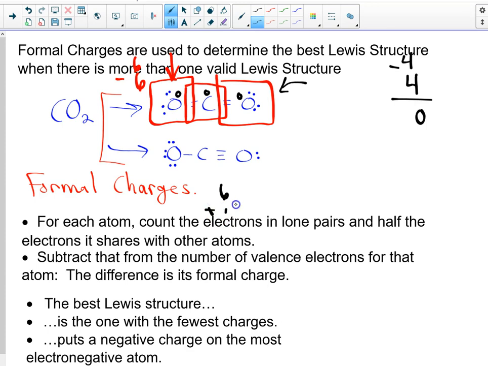Okay, so I now have 7 that are assigned. And I subtract that from the number of valence electrons. So I have 6 minus 7, so this is now a -1 for its formal charge. Thumbs up if that made sense to you. No, Agrin?